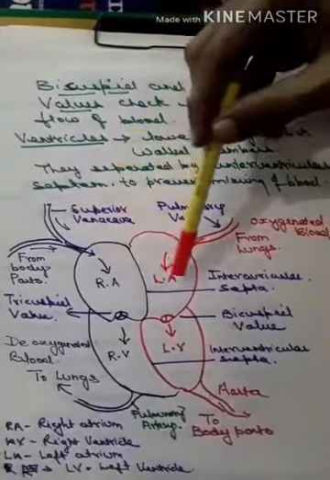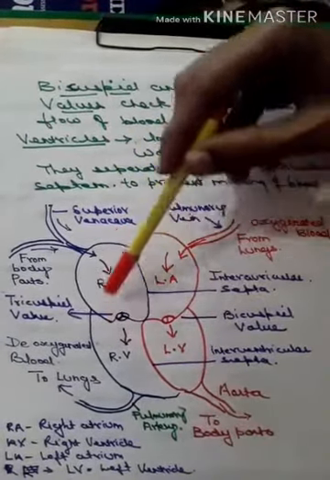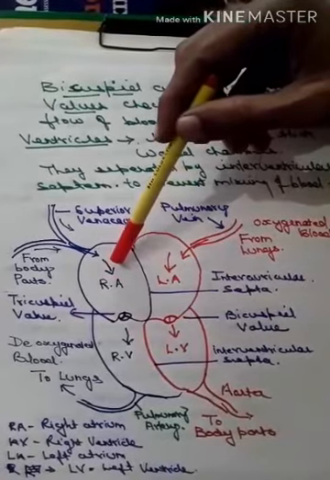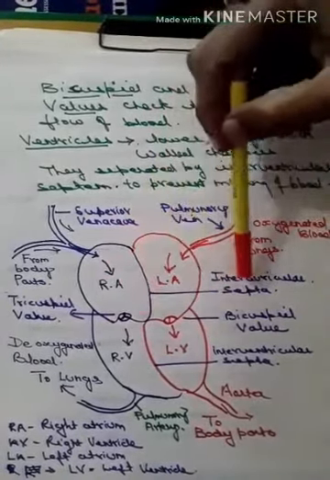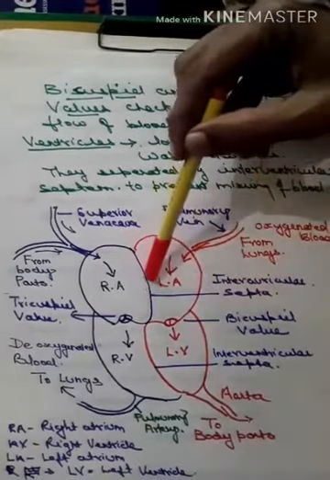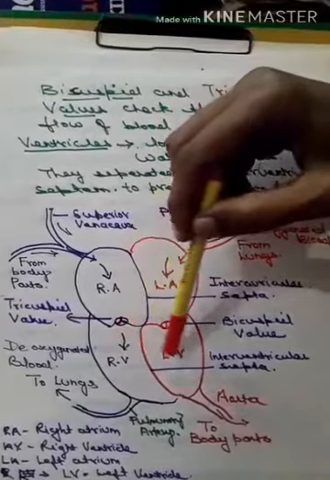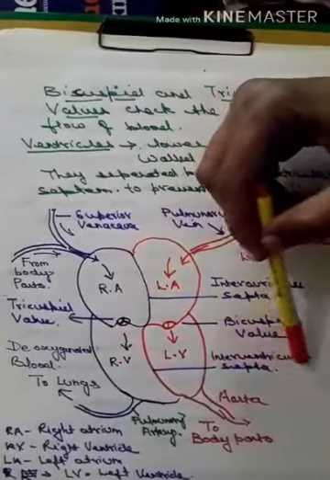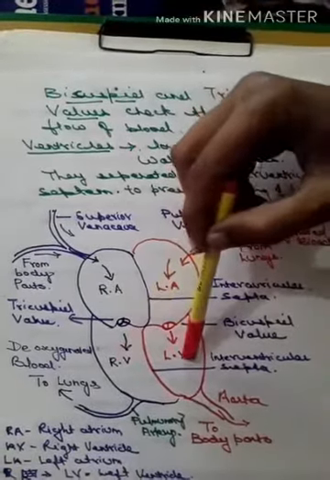Now you can see the human heart here. There are four chambers, two auricles and two ventricles. This one is the right auricle, this is the left auricle. They are separated by the interauricular septum. This is the interauricular septum. It prevents the mixing of blood. Then these are the two ventricles which are separated by the interventricular septum, the membrane which separates these two.